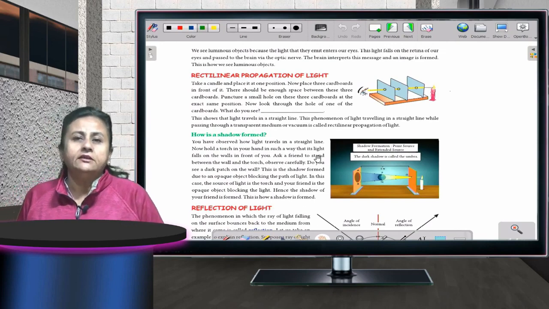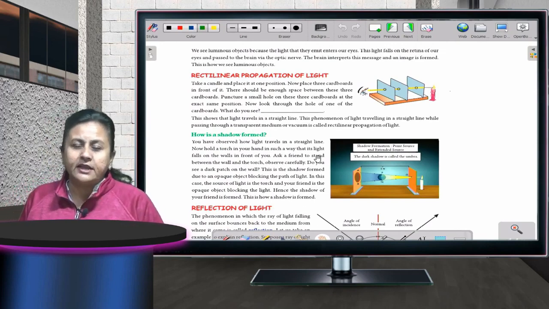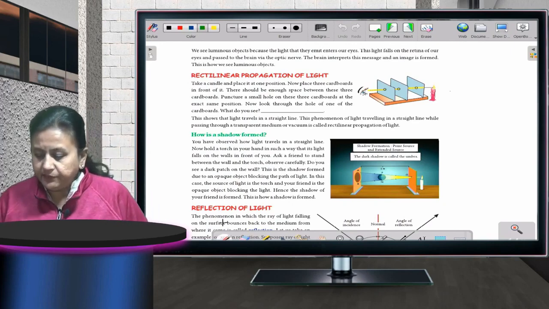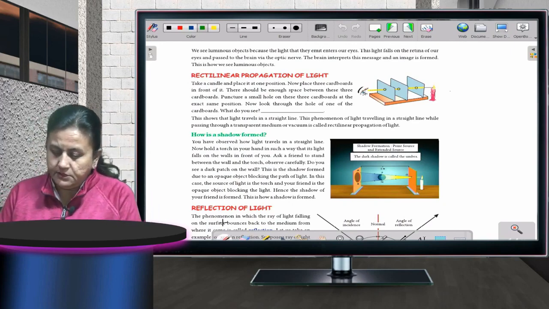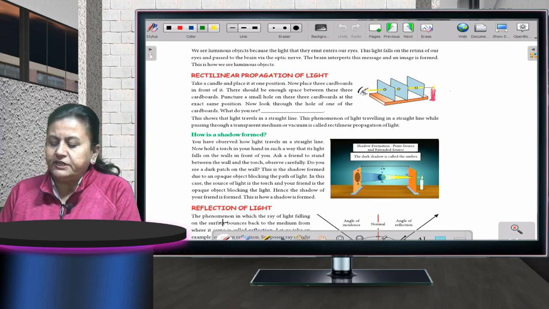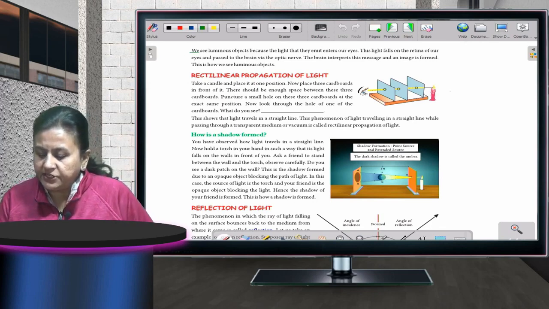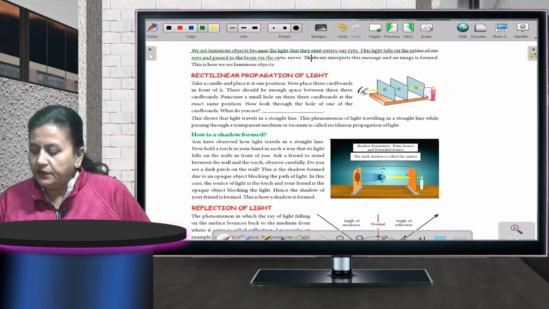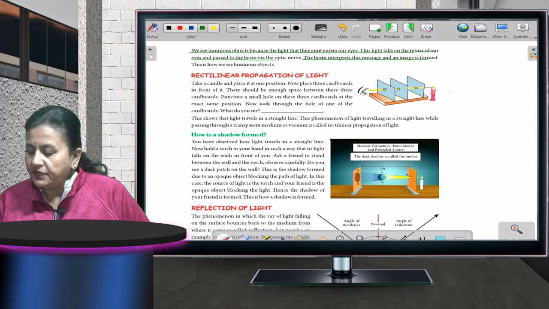Why is it that we are able to see under the light only? Okay, why is it so? See, we see luminous objects because the light they emit enters our eyes. The light falls on the retina of our eyes and passes to the brain. The brain interprets this message and an image is formed. This is how we see luminous objects.